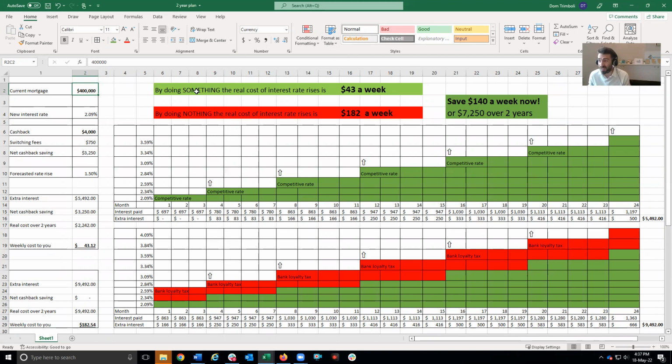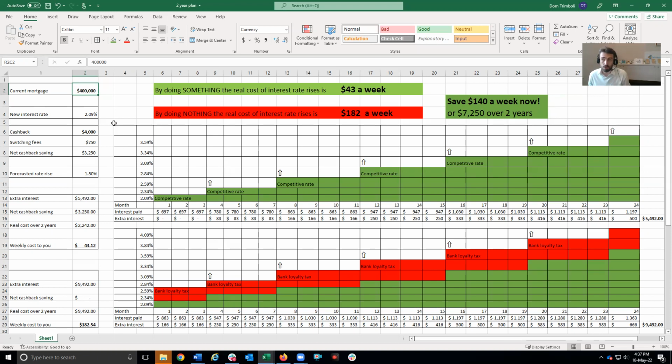The difference of doing something compared to doing nothing is $140 a week or $7,250 over 2 years. That is a lot of money, and it's not very hard to do something. So let me tell you how I got to these numbers, because it's important to understand the data behind this.